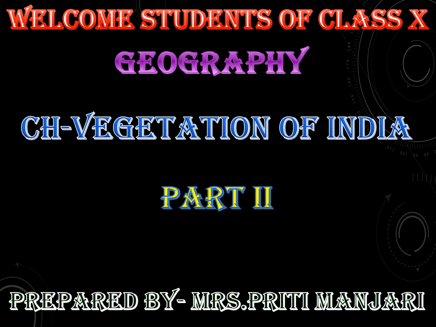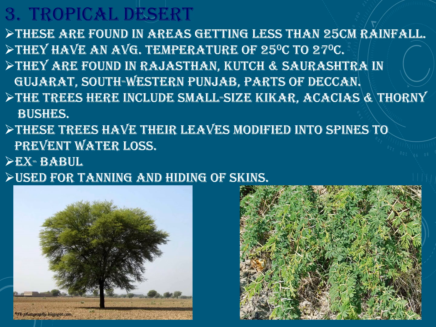We go with the third type of vegetation found in India, the tropical deserts or the tropical dry forest. So they are also called the tropical thorn forest. These forests are found in the areas having rainfall of less than 50 centimeter or rainfall of 25 to 50 centimeter, with an average temperature of 25 degrees centigrade to 27 degrees centigrade and the relative humidity below 50%.